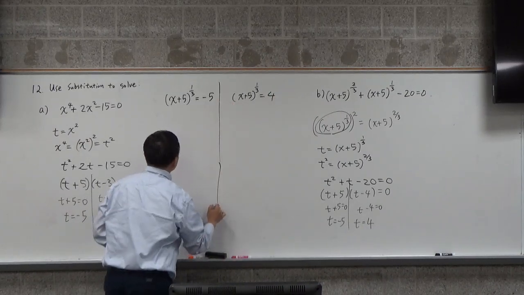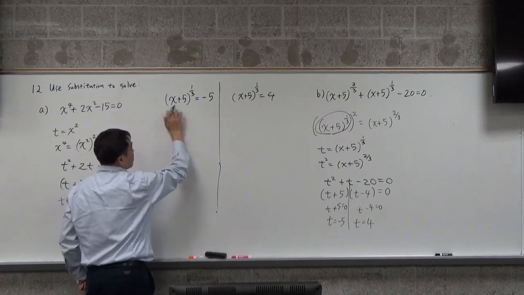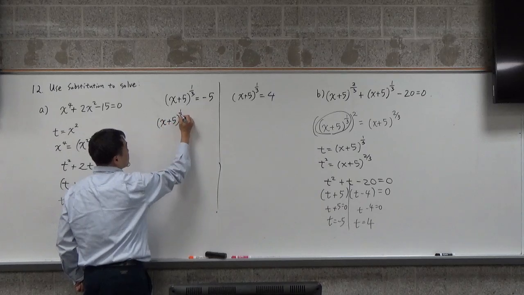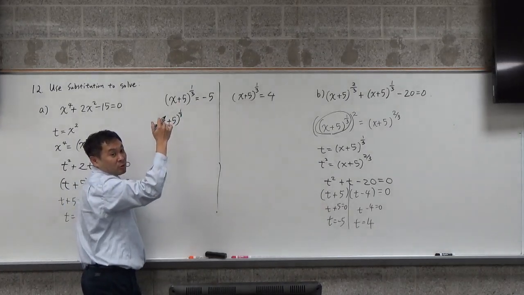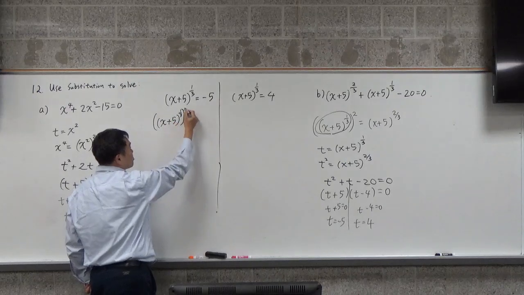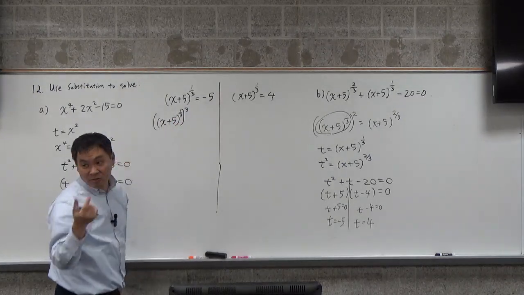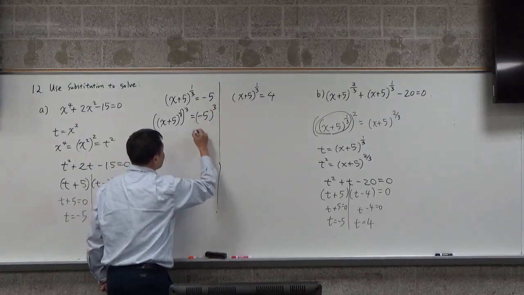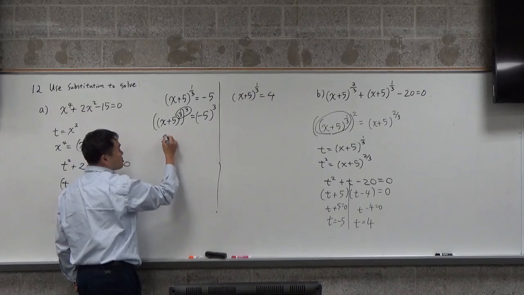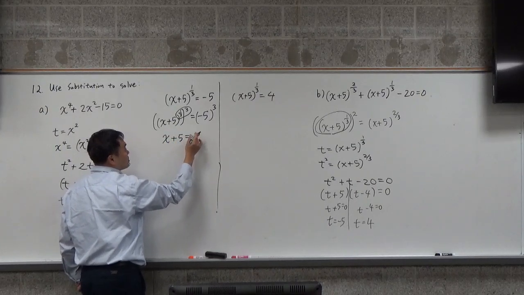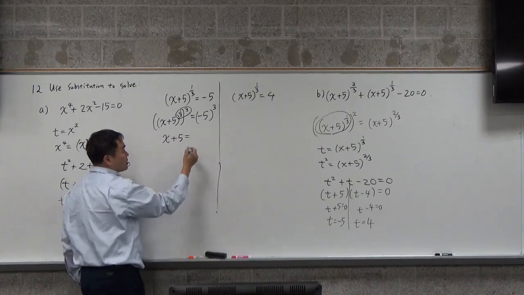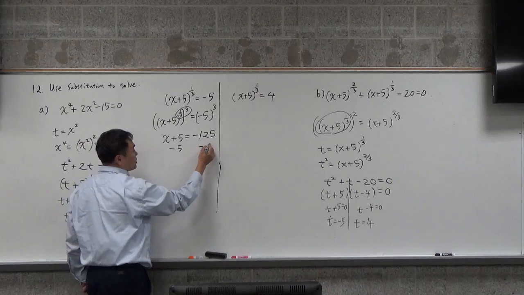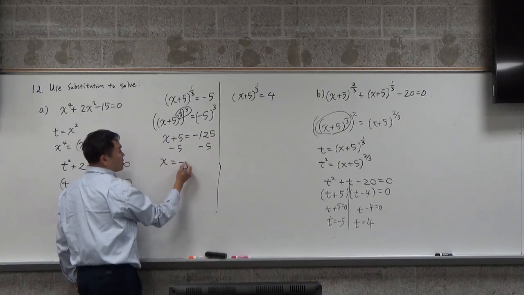Okay, let's solve these separately. This one, how should we go about solving this one? You have to exponentiate both sides by its reciprocal, right? So the reciprocal is 3. 1/3, if you flip it upside down, that's 3, right? So we're going to take the third power of both sides, which will cancel this one away so that you get x plus 5 equals negative 5 to the third power. What's that? Negative 125. Now subtract 5 from both sides, and you get x equals negative 130.